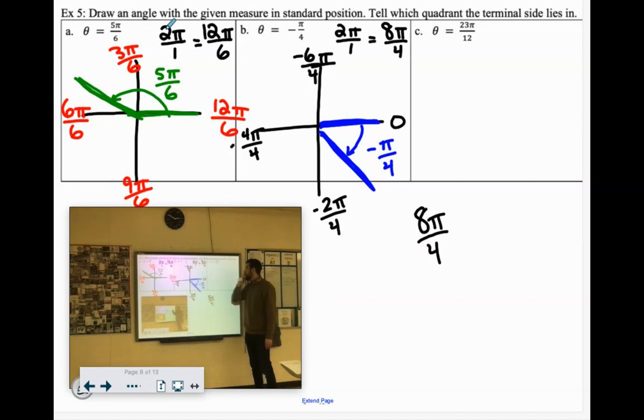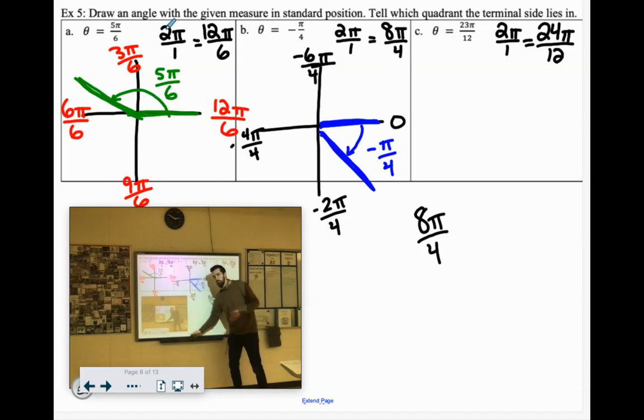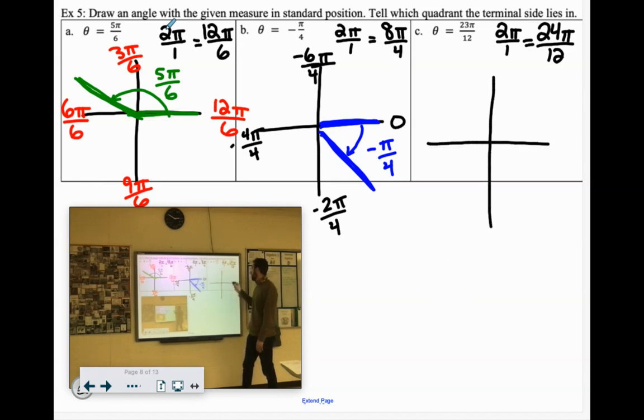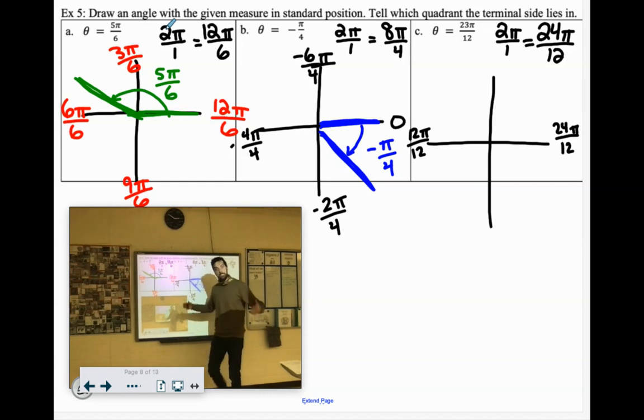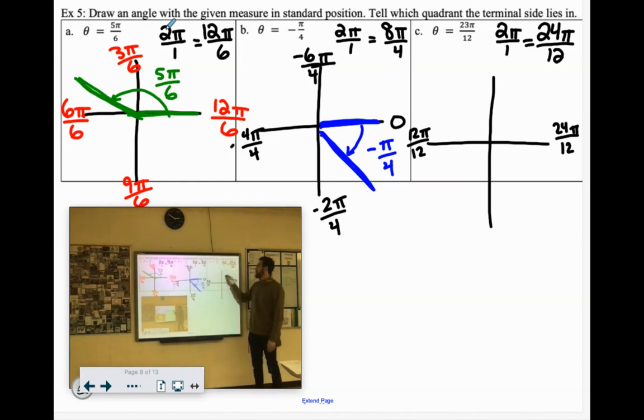All right, last one. 23 pi over 12. So we're going to need our 2 pi over 1 represented in twelfths, which would be 24 pi over 12. So one full rotation would be 24 pi over 12. So if we draw that out, and this was 0 pi, 0 initially, one full rotation would be 24 pi over 12. Halfway would be half of that, 12 pi over 12, which again is just pi. Half of that, 0 to 12, would be 6 pi over 12. So 6, 12, 18 pi.